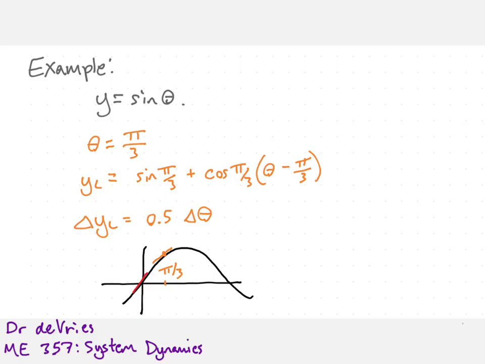So at cosine pi over 3, that's equal to 0.5. So we can say that the change in our y is going to be equal to 0.5 times the change in theta.